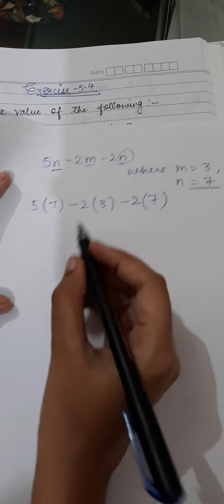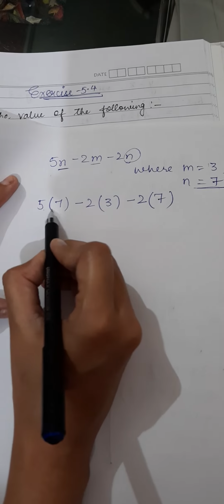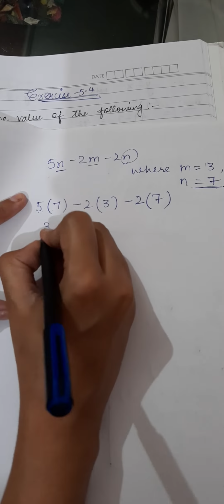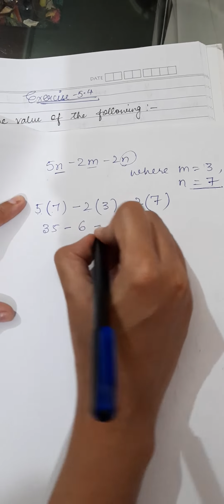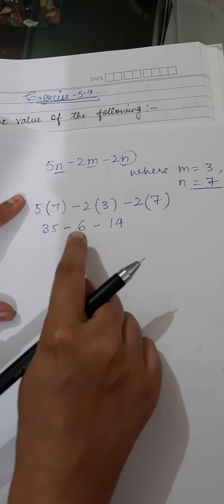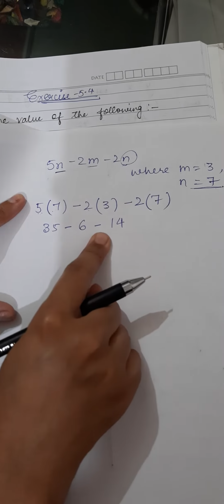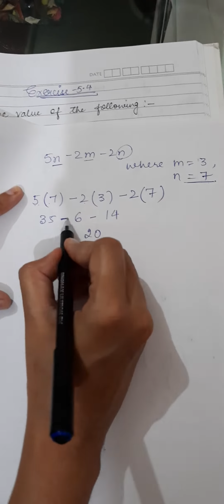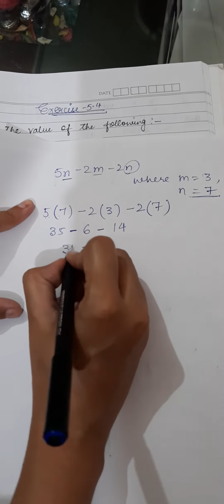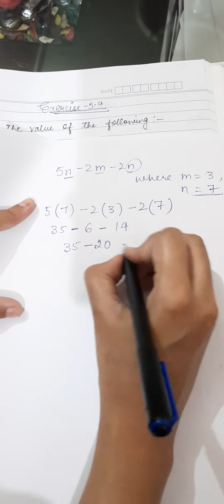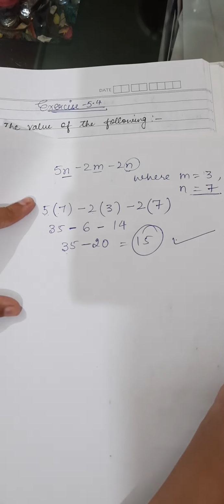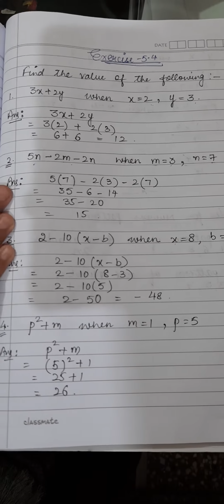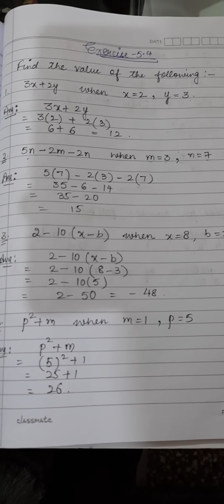7. Just place it. Now no number is there, no operation is there, that means they are multiplied. 7 5s are 35. Minus 2 3s are 6. Minus 14. Now since these two numbers have the same signs, add these numbers. What is 14 plus 6? 20. And what is the common sign with them? Minus. So 35 minus 20. What will come? 15 will be the answer. This is your B part, the second question of the exercise. Right?